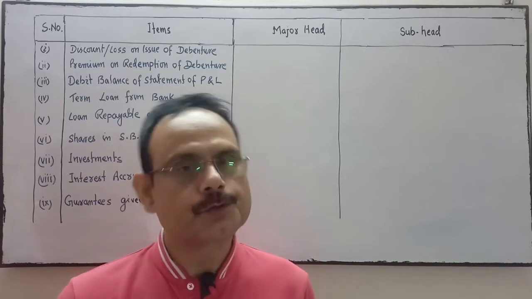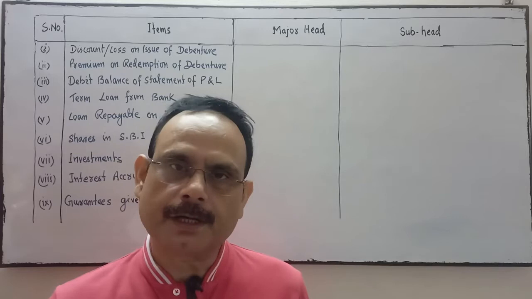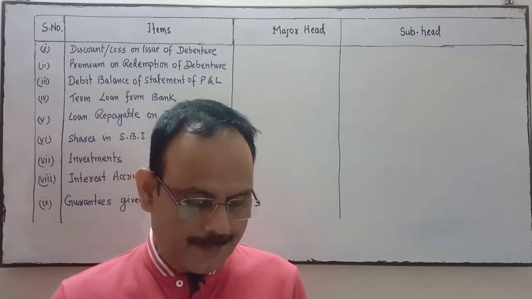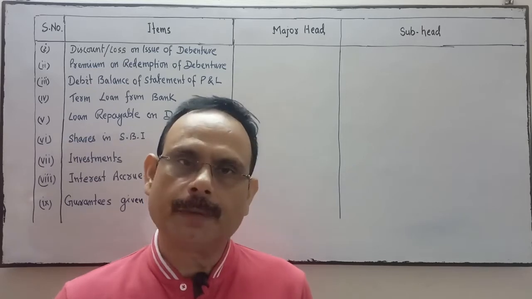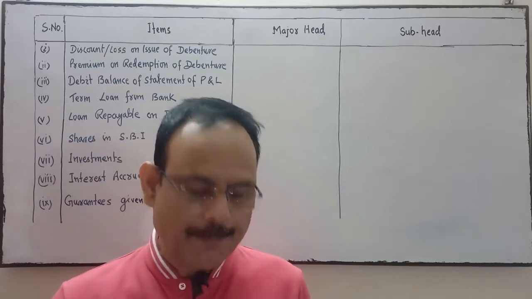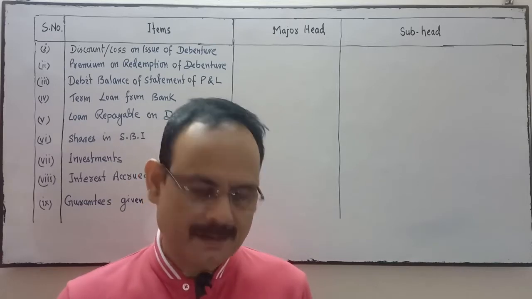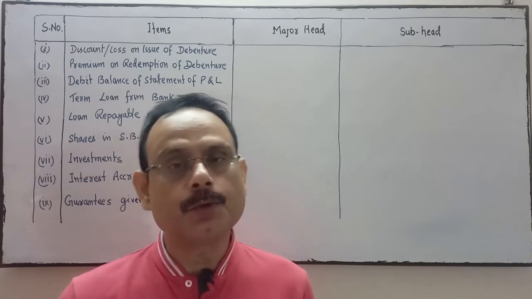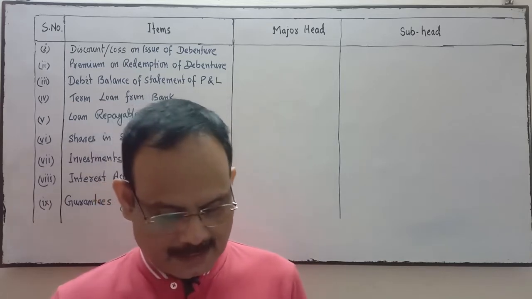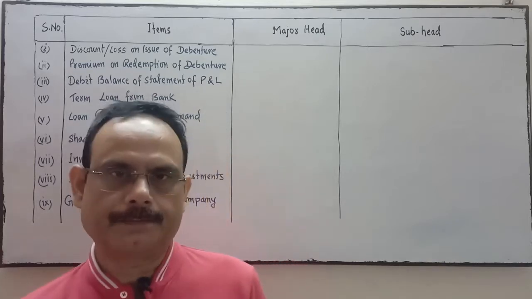Discount or loss on issue of debenture, item number 1. Premium on redemption of debenture. Debit balance of statement of P&L. Term loan from bank. Loan repayable on demand. Shares in SBI. Investments. Interest accrued on investments. And the 9th is guarantee given by the company.